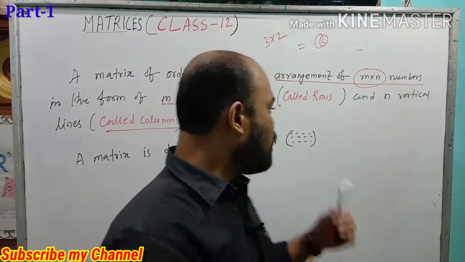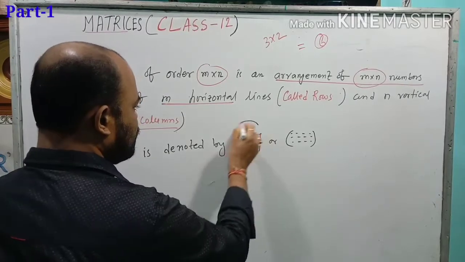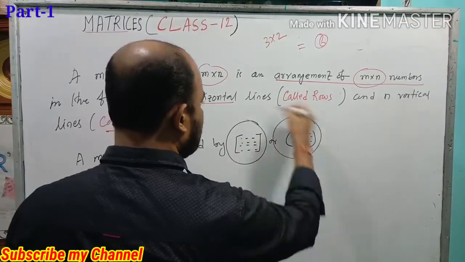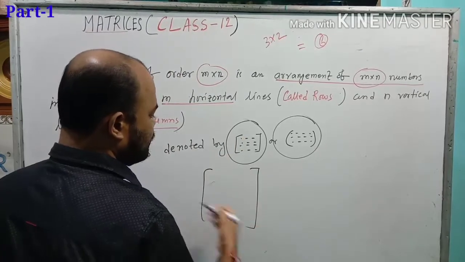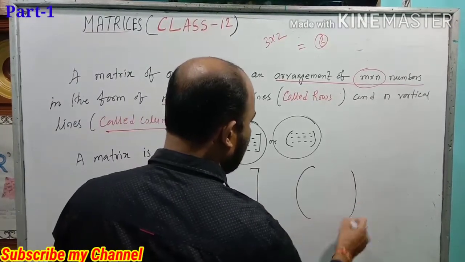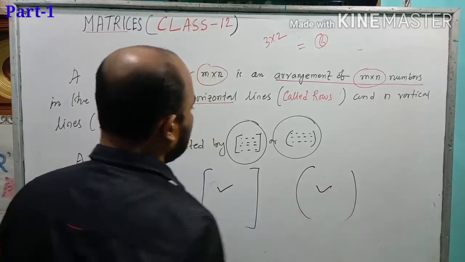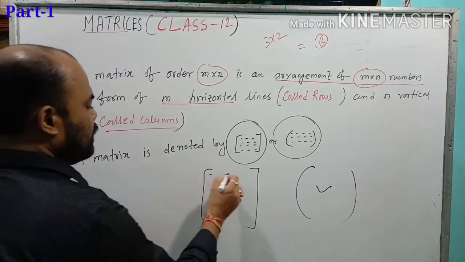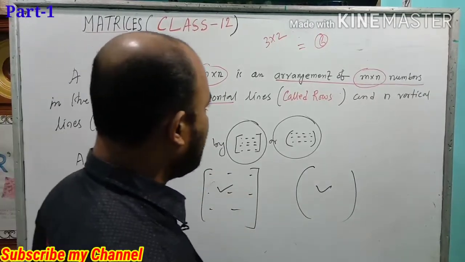The second thing is how to represent, how to denote a matrix. These are the two structures by which we denote a matrix. The first notation is a square bracket, and the other one is the round bracket. That is, by this structure or by this structure we denote a matrix. Then in this structure we have to put some elements or some numbers.